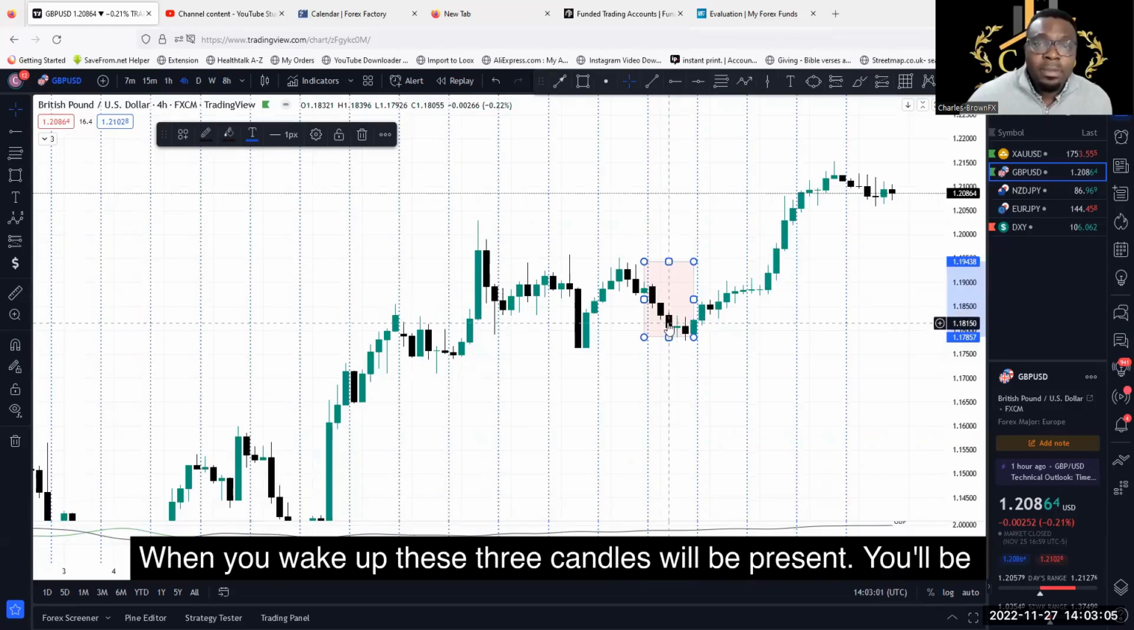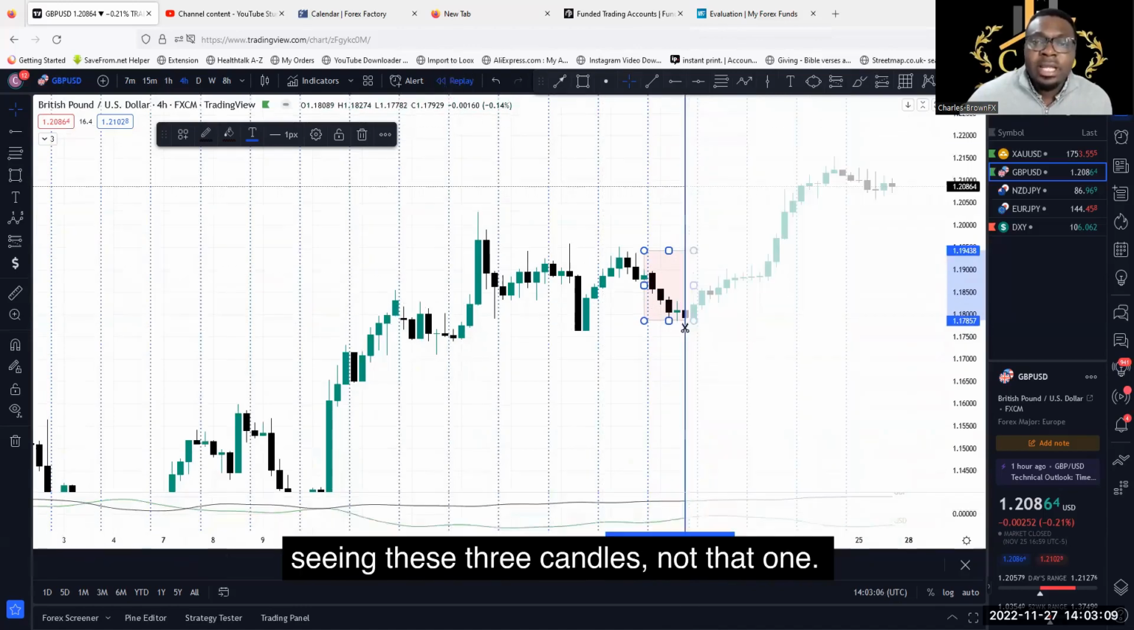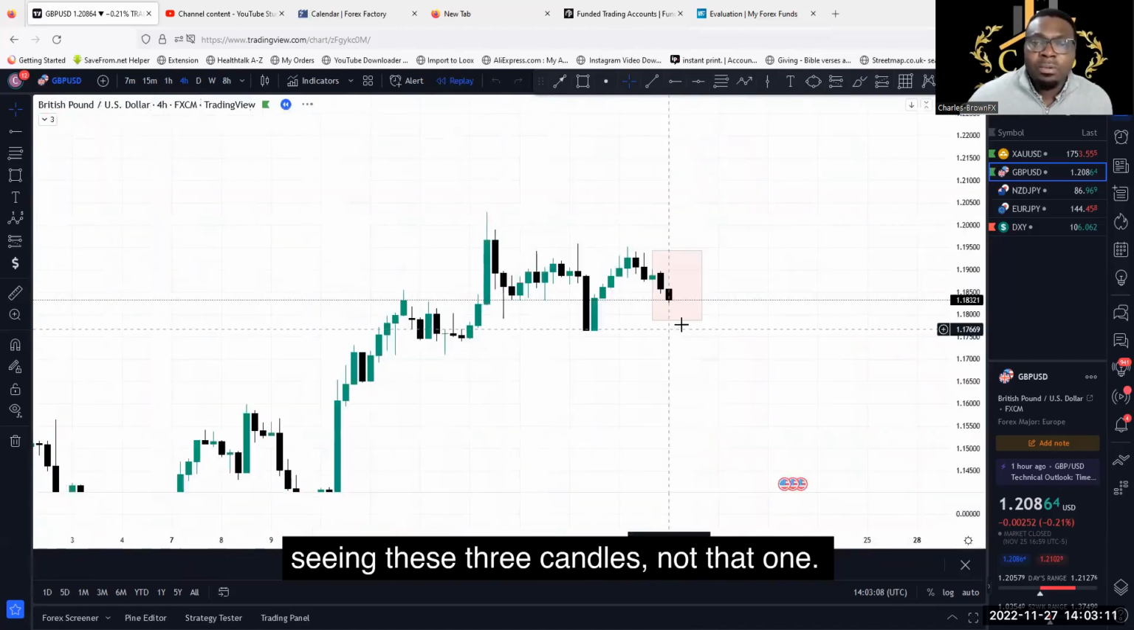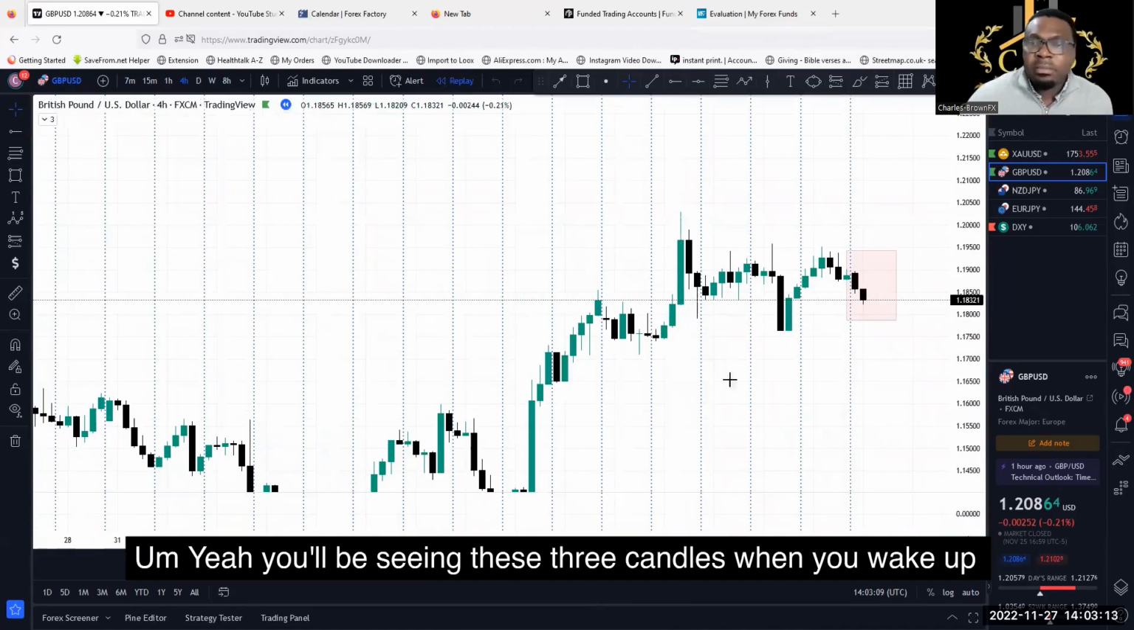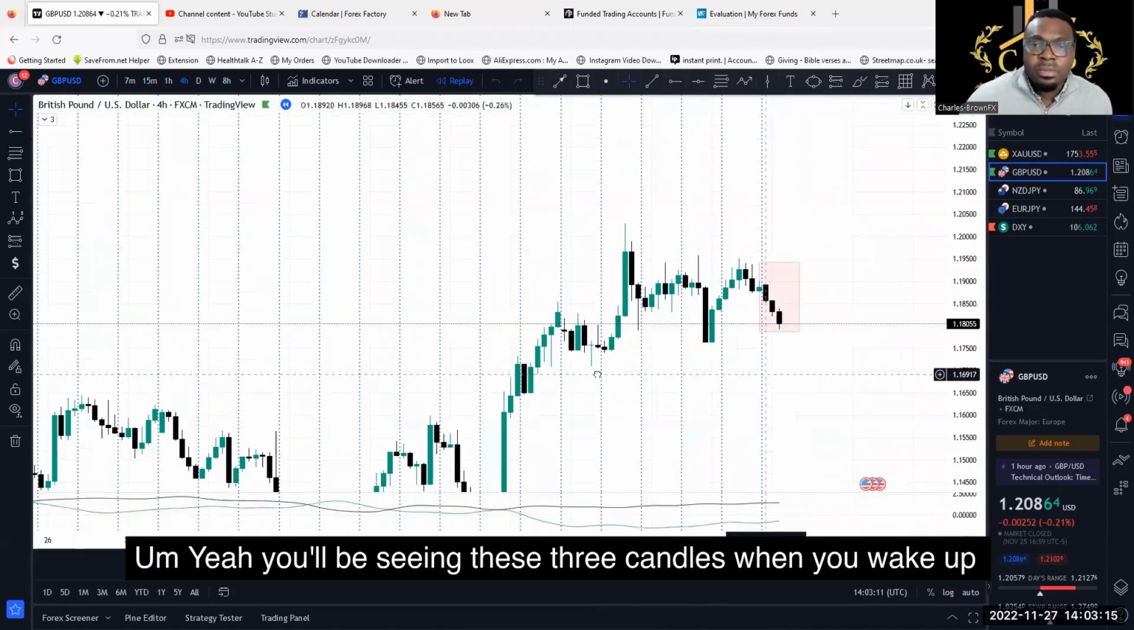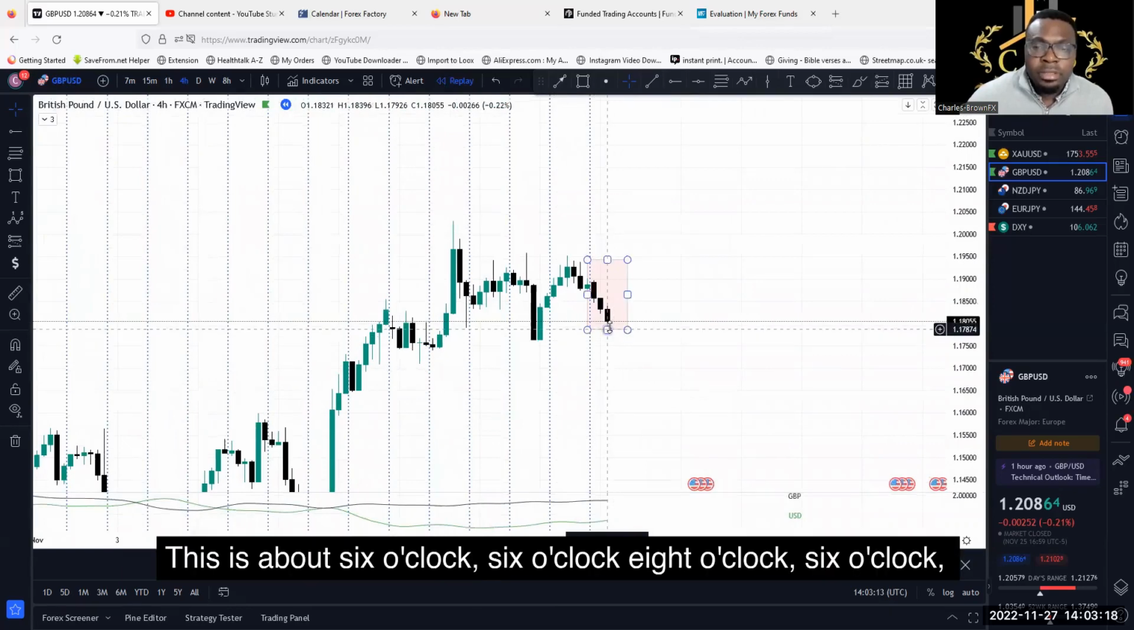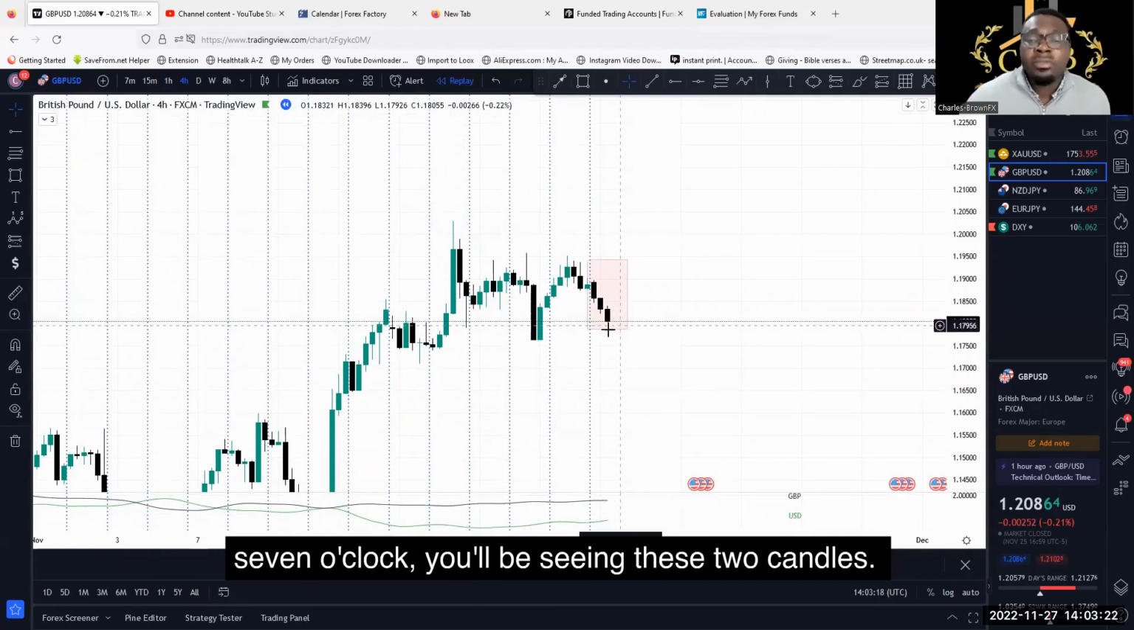When you wake up, these 3 candles will be present. You'll be seeing these 3 candles. Not that one. You'll be seeing these 3 candles when you wake up in the morning. This is about 6 o'clock, 7 o'clock, 8 o'clock. You'll be seeing these 2 candles.